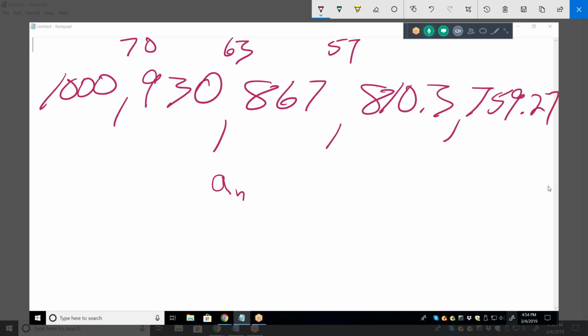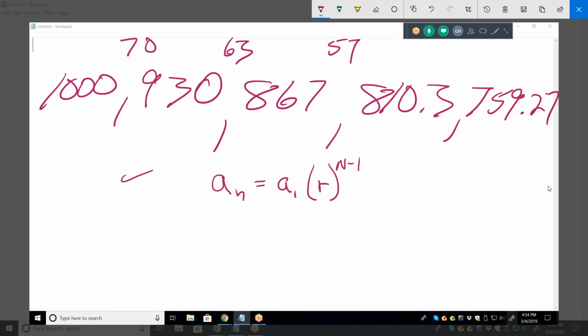Yeah, well, I'm a little confused. Because if I look at the explicit formula for a geometric series, it's the first term times the common ratio to the n minus 1. I don't need to look at the 70, 63, and 57. I can see that that's going to give you something. I'm just not sure why we're looking at it.